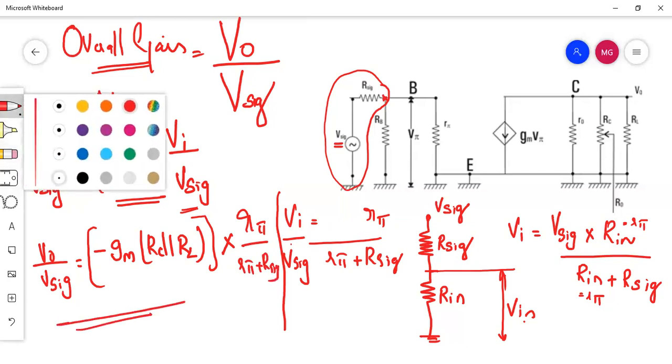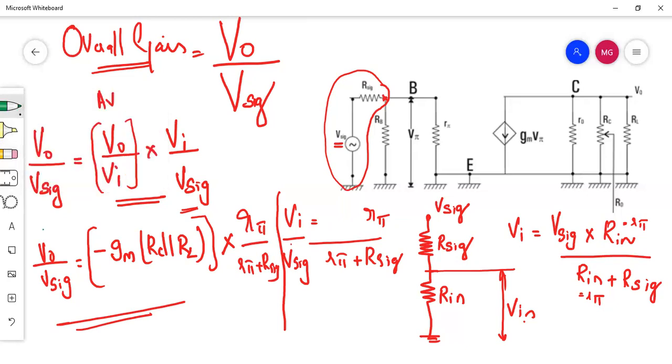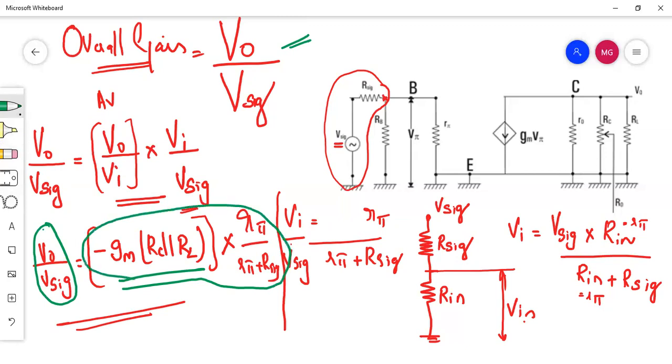So this term, Vo by V signal, is the overall gain, that is minus gm RC parallel RL into R pi divided by R pi plus R signal. This is the overall gain.